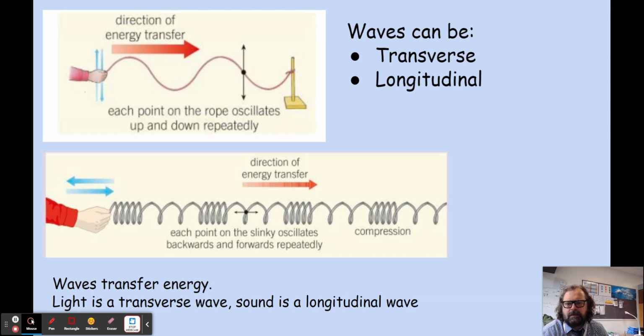Remember that light and all of the electromagnetic spectrum are transverse waves, and sound waves are longitudinal. When we talk about mechanical waves, like the waves in a piece of string or in a spring or in water, they can either be transverse or longitudinal depending on the direction of the disturbance.